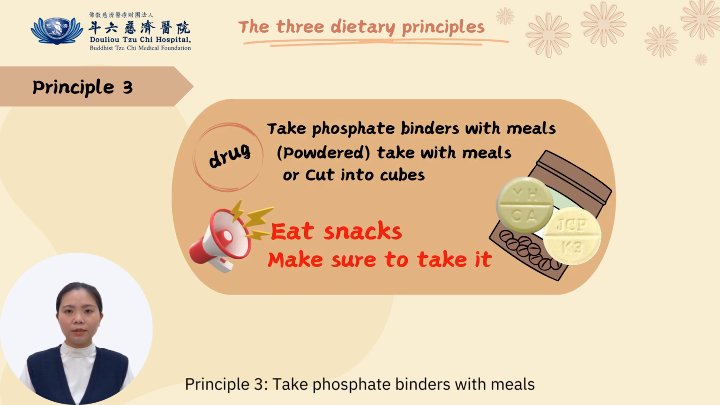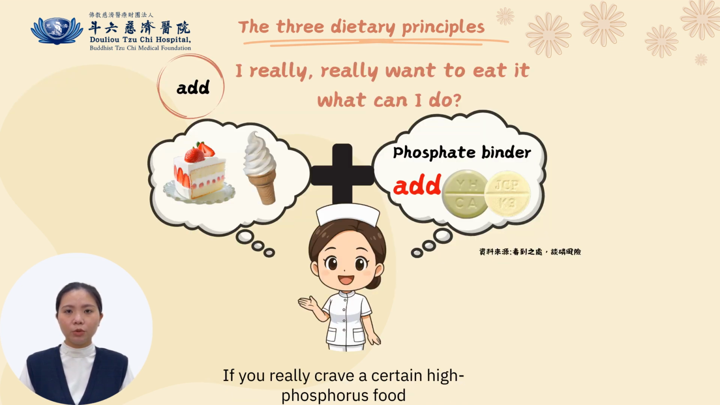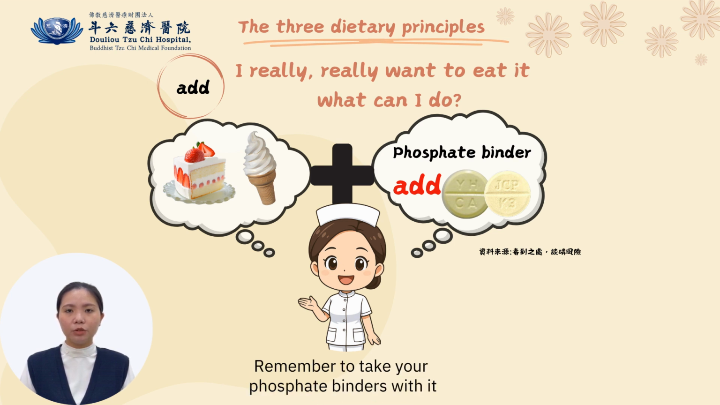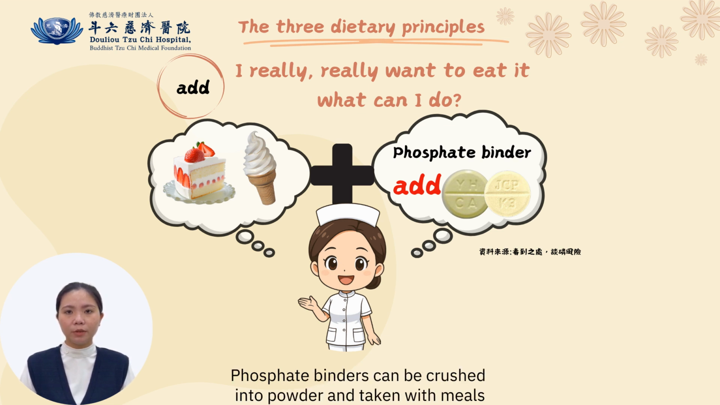Principle 3. Take phosphate binders with meals. Phosphate binders are your best helper. Be sure to take them with meals. If you really crave a certain high-phosphorus food, remember to take your phosphate binders with it. Don't forget to take your phosphate binders when having snacks. Phosphate binders can be crushed into powder and taken with meals. It's one of the most effective ways to reduce phosphorus.